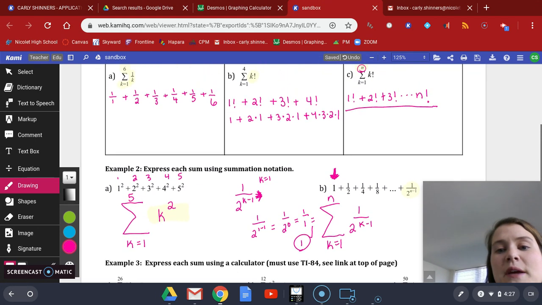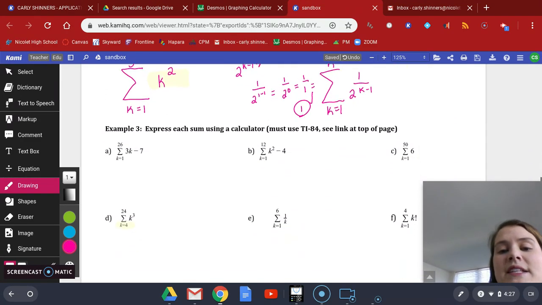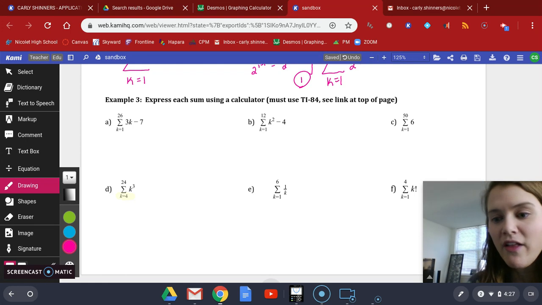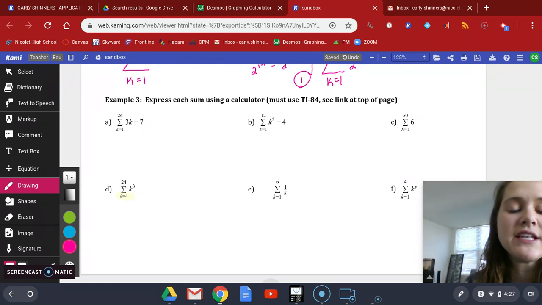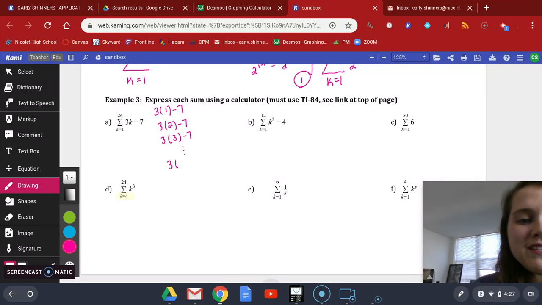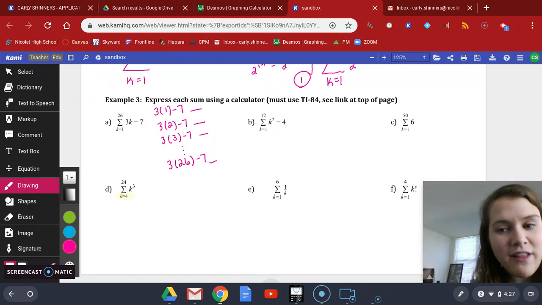So that's kind of how sigma notation works, but now let's actually use it to find a sum, right? Sum means add it all up, get a total. And so let's actually do that here. With letter A, I'd have to plug in 1 for K, and then plug in 2, and then 3, all the way up until 26, and add up all of these values. So that would be kind of a lot of annoying work.